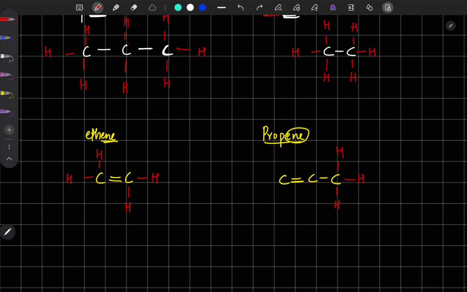That is why I only need to attach one more hydrogen. Okay, then the center carbon will have 4 bonds. Now to this carbon I will attach 2 hydrogens because it already has 2 bonds. So I got the structure of propene.